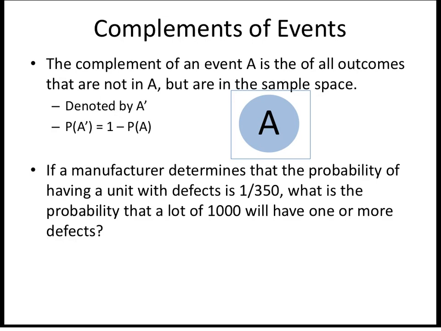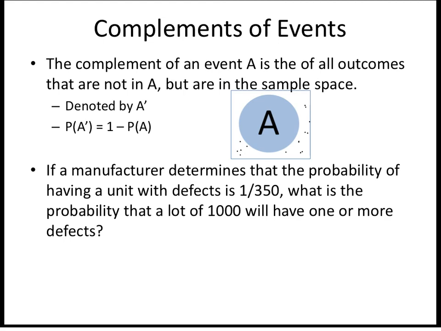Now let's talk about the complement of events. The complement of an event is all of the outcomes that are not in A but are still in the sample space. So remember when we had A and B and we had other things off here in the sample space, right? Everything that is not A is everything that's outside of A but still in our sample space. In this instance, I drew a square around the sample space so that you could see numbers that were in the sample space but not in A. We denote a complement by saying A prime. So the probability of A prime happening is 1 minus the probability of A happening.